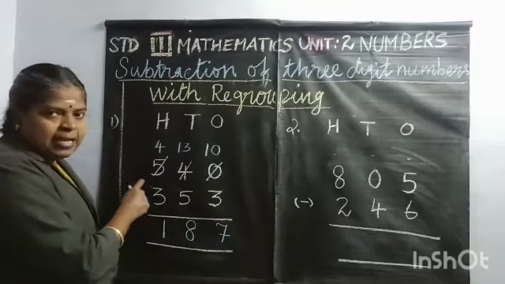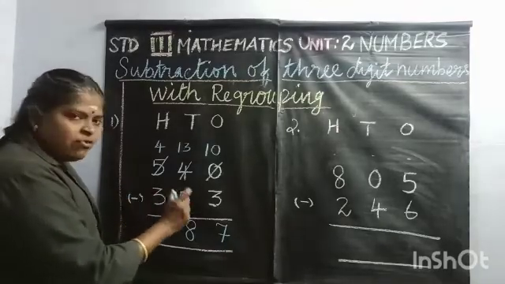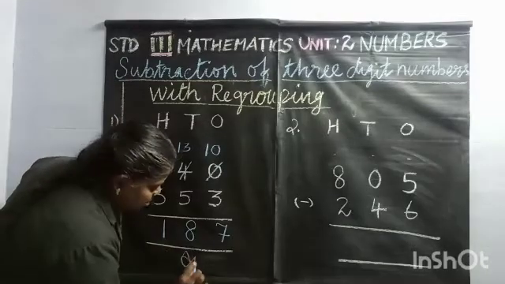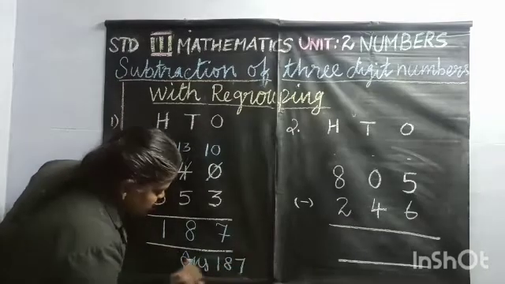So, 540 minus 353 is 187. So the answer is 187.